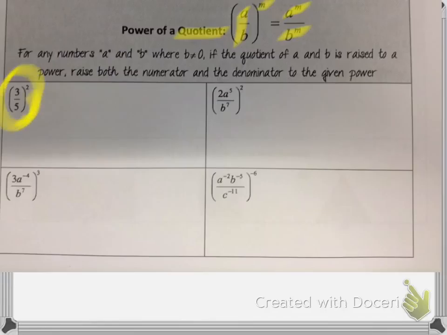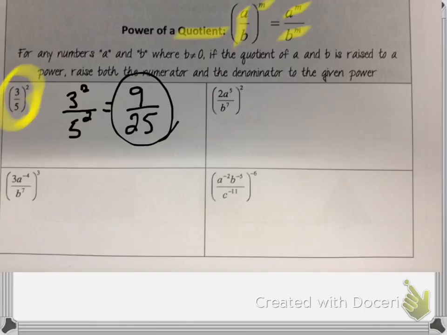We have 3 divided by 5 raised to the second power. So to simplify this, we want to take that second power and put it with both the numerator, so 3 squared, and the denominator. Well, 3 squared is simply 9, and 5 squared is 25. And then, as always, make sure that you reduce if you can. It's impossible here, so that is all we need to do to simplify.